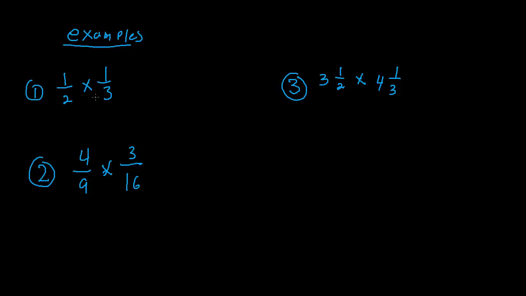Now if I look at it, there's nothing diagonal that I can cancel out. So we'll multiply numerator times numerator. What is 1 times 1? It's just 1. 2 times 3 is 6. Can you reduce this? No. The GCF of 1 and 6 is just 1. You can divide out 1, but you'll still get the same answer.